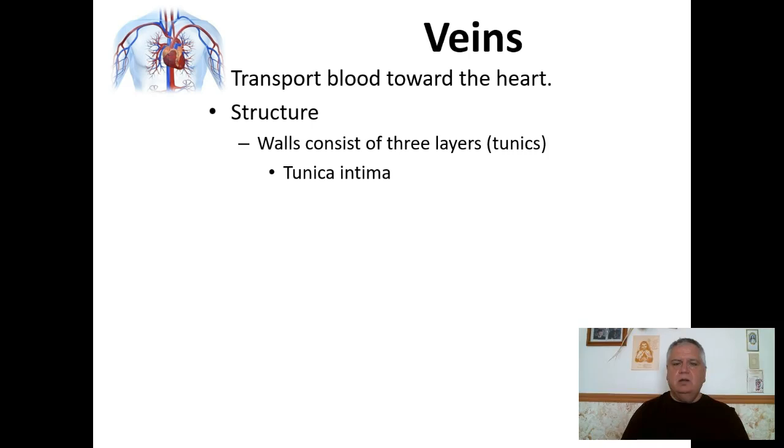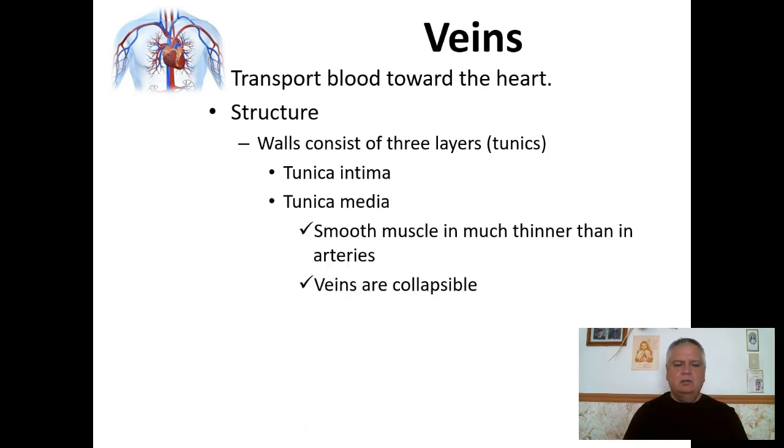The internal layer is referred to as the tunica intima. The middle layer is referred to as the tunica media. However, here's where we have some modification. In veins, the smooth muscle tissue of the tunica media is much thinner than it is in arteries. Therefore, the veins are collapsible. Now, this is in the main PowerPoint as well. And then we have the tunica externa, which is the outermost wall.